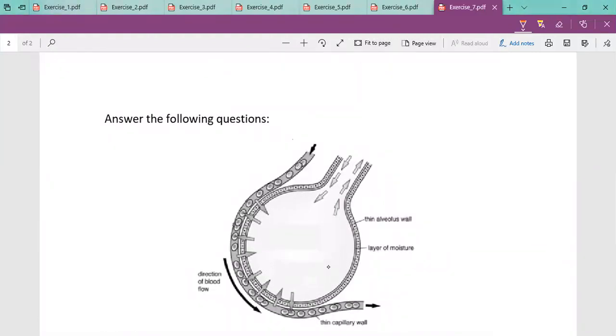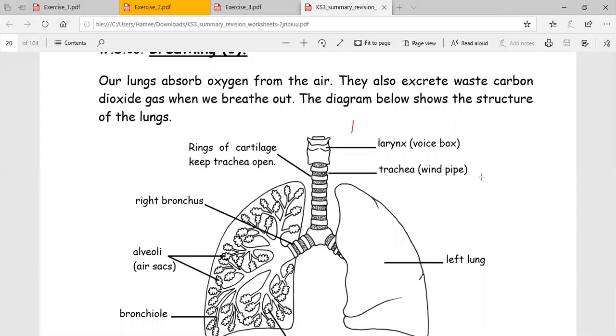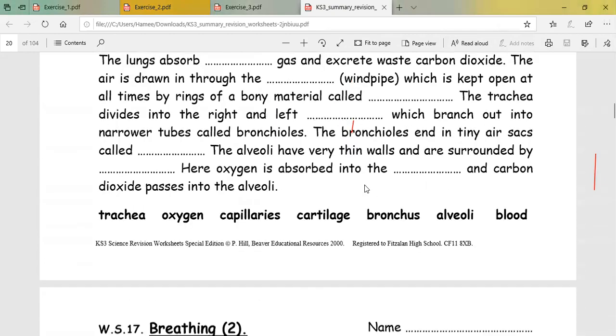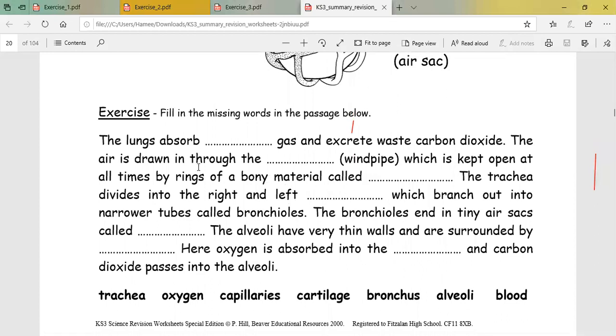So now this is the worksheet which is written in your textbook, I mean your study guide. You should read it, and I think almost all you have in it, we've actually done justice to it, so there's no point going over it again. Except that here it says the lung absorbs gas, or oxygen. So it absorbs oxygen and excretes waste carbon dioxide.